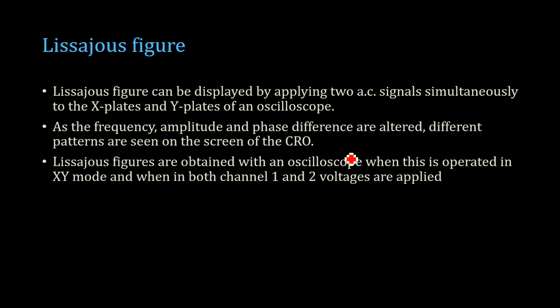Now instead of applying a sawtooth waveform to the horizontal plates, you are also given the provision of applying another waveform, a sine wave, which can be fed externally to the horizontal plate. In such a case, you will keep your CRO in XY mode, and you will be applying signals to both channels 1 and 2, that is both horizontal as well as vertical plates. You will be applying the voltage, and some figures will be obtained on the CRO screen. Such figures are known as Lissajous figures, and the shape and pattern of the figure depend on the frequency, amplitude, as well as the phase difference between the signals applied to the horizontal as well as the vertical plates.